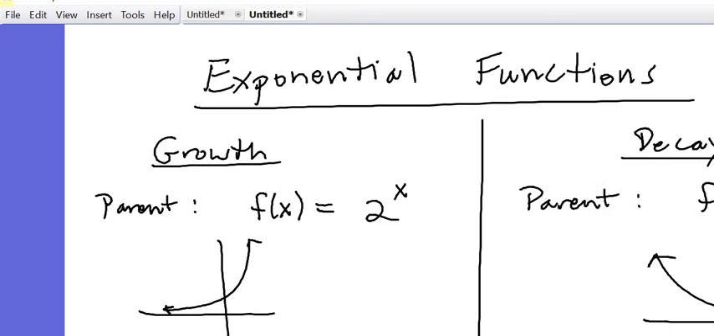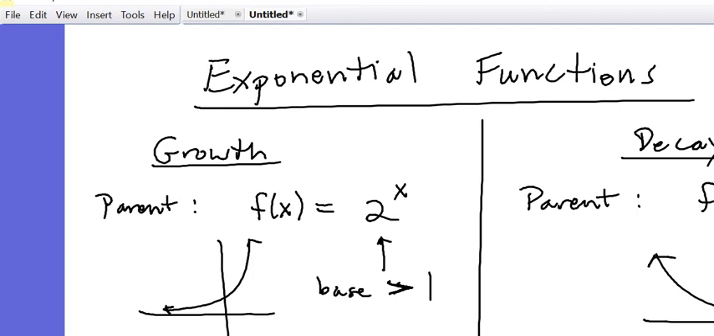First of all, a growth function is going to have a base greater than 1. Base greater than 1. So is 2 greater than 1? Yes. Is 1 greater than 1? No, 1 is 1. Okay. So it's got to be greater than 1. So 1.1 would be the base of a growth function. 1.0008, growth function. All right.